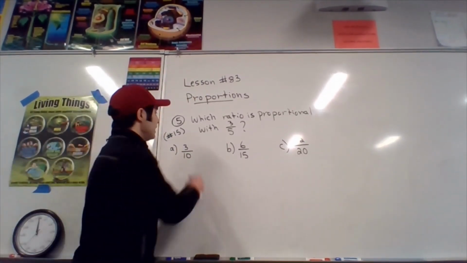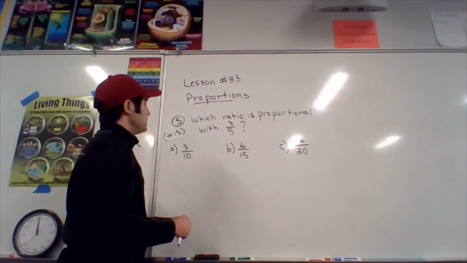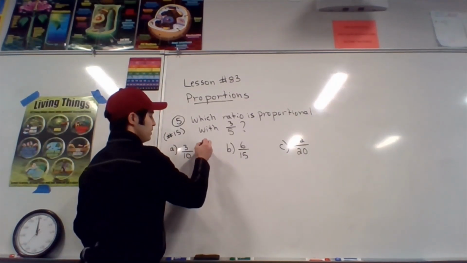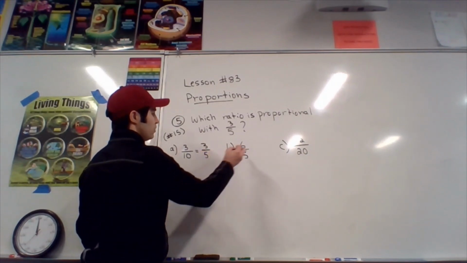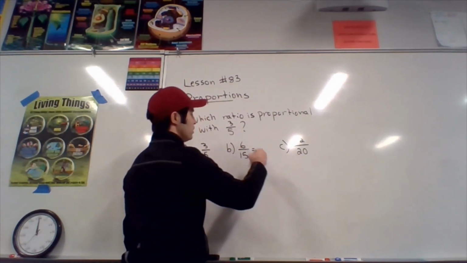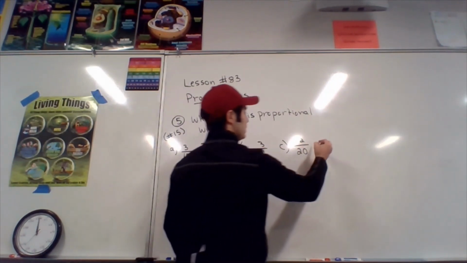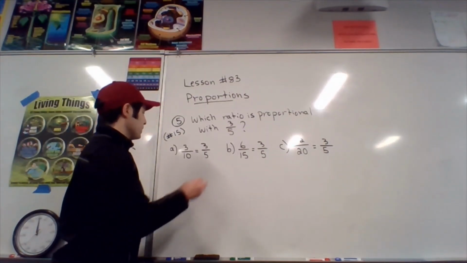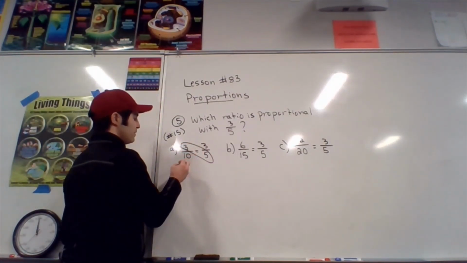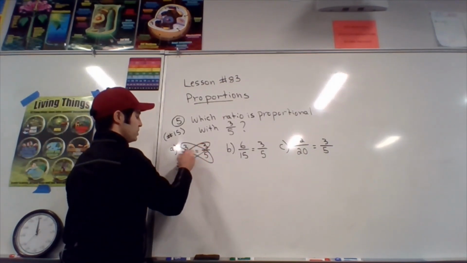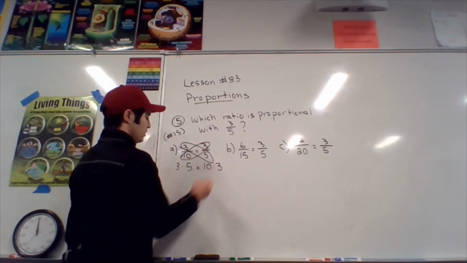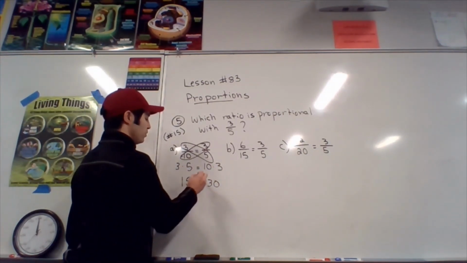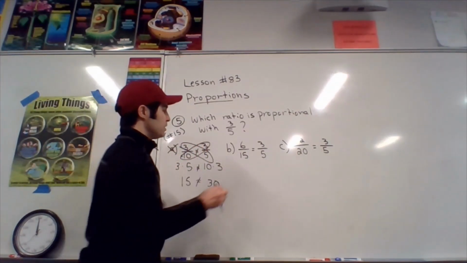Alright, last problem we're going to do, and this is number 15 on your homework. It says, which ratio is proportional with 3/5? Well, if it's proportional, that means cross products are equal. So let's set all these ratios equal to 3/5. And let's see which one has cross products that are equal. Okay, so let's do 3 times 5 and 10 times 3. Are those equal? 3 times 5 is 15. 10 times 3 is 30. Is that equal? No, no, no. Not proportional.